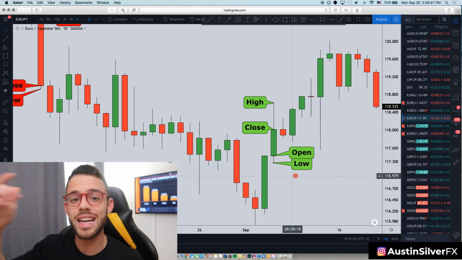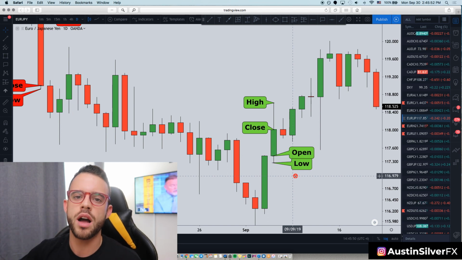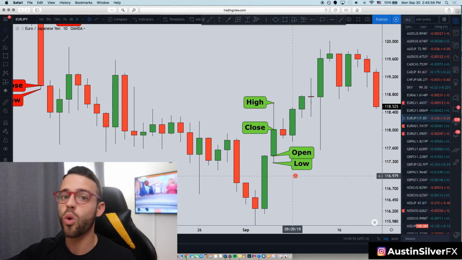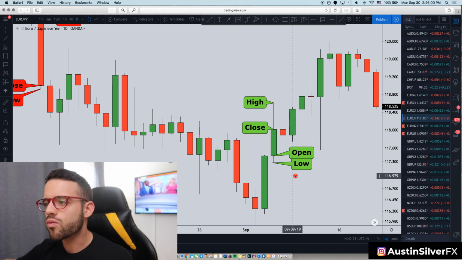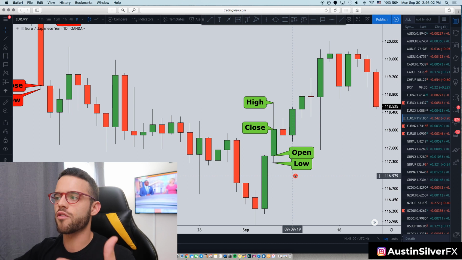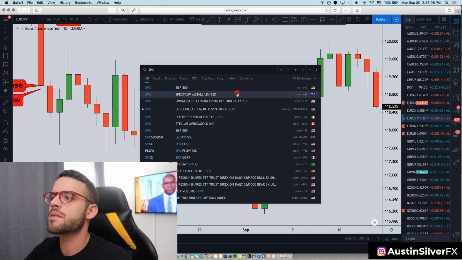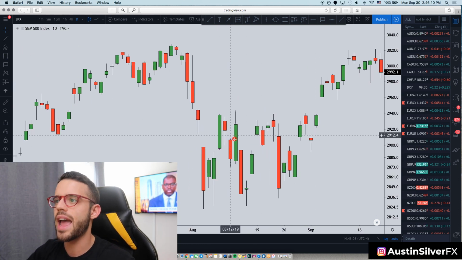We open Sunday night around 5 o'clock New York time, and then it doesn't close until about 4 o'clock Friday afternoon. So unless there's some major news event, whether it's planned or breaking, you very rarely will see gaps in the Forex market. Now, to compare this, if I flip over to the S&P 500, you could see gaps everywhere here on the daily chart. You see them everywhere.